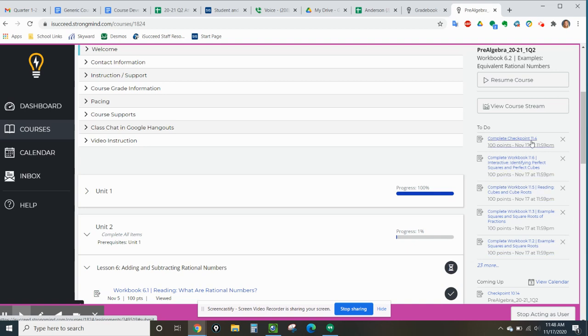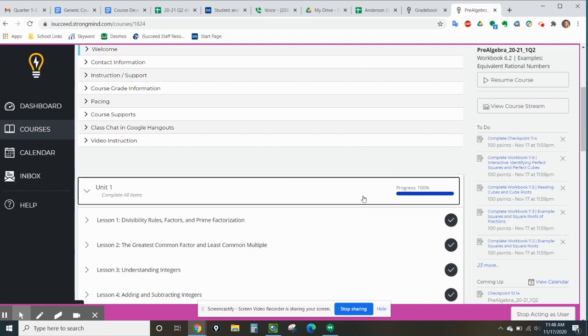I wish that we could make this go away, but there's no way for me to make that go away. So basically you can ignore that. Don't do that. You want to be working here from your units. So like look at unit 1. You've done 100% of it.